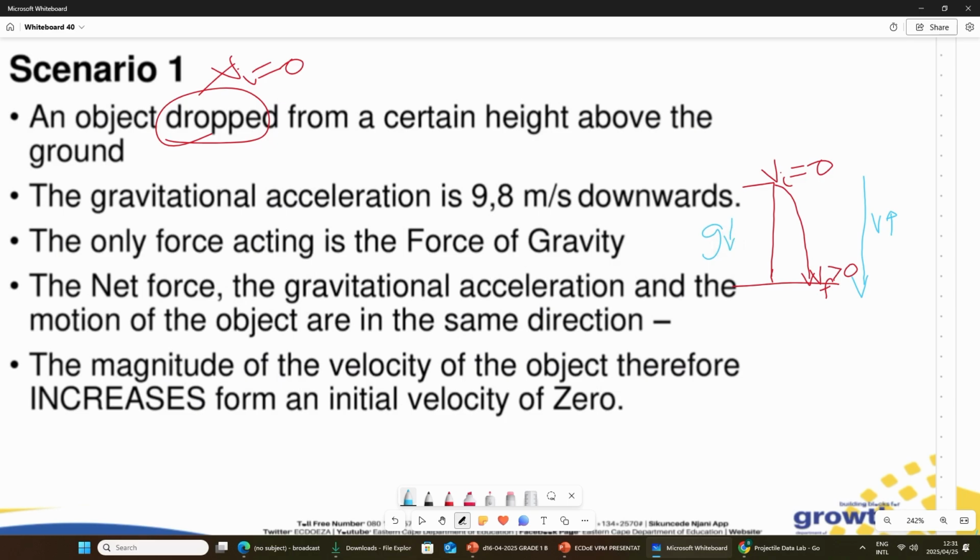So the velocity, as the object is going down, and the gravitational acceleration are going in the same direction. If they are going in the same direction, then the object is going to speed up, okay? So hence we're saying the magnitude of the velocity increases from an initial velocity of 0. So the final velocity cannot be 0. It's supposed to be greater, okay? Let me take you through to the next slide.